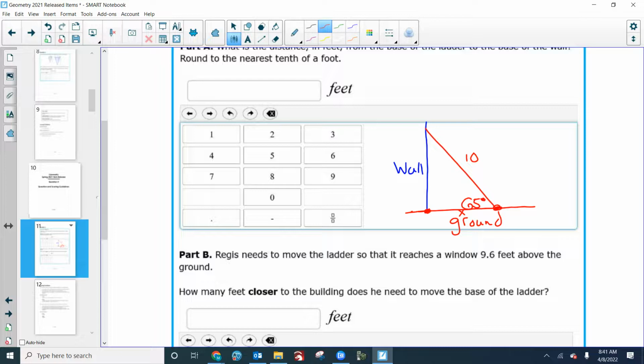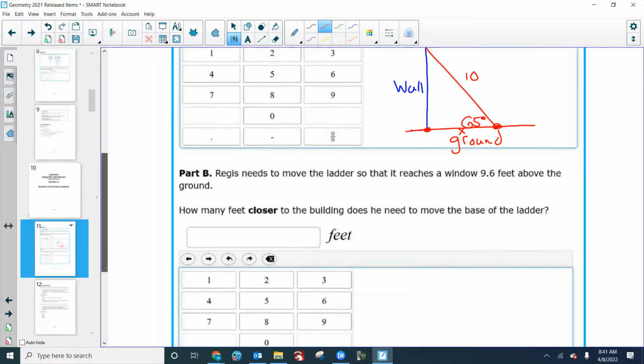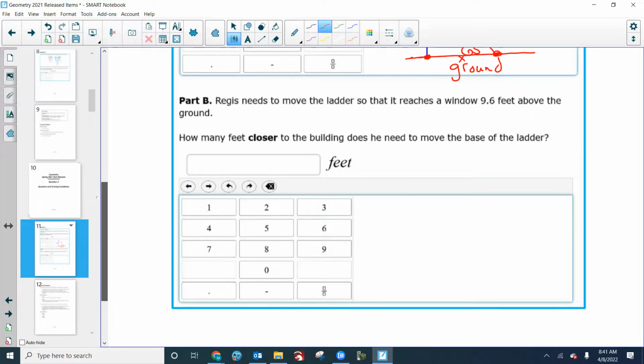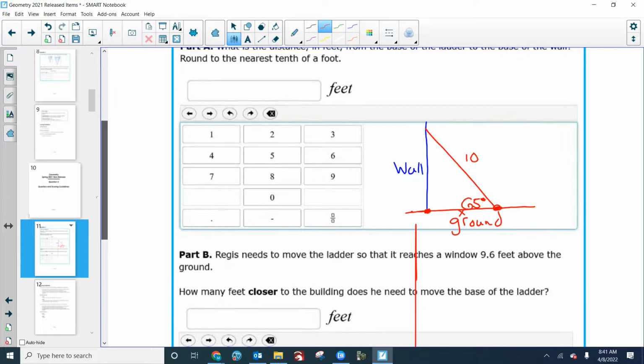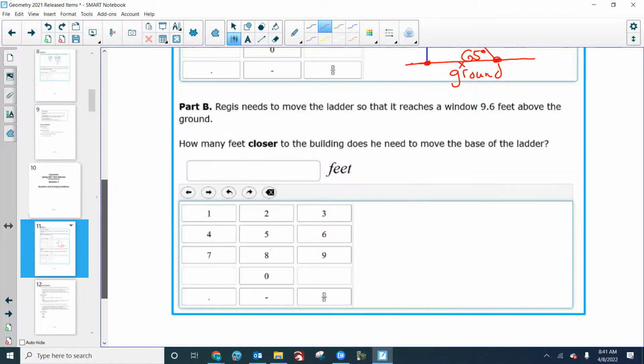Good. All right, next. Regis needs to move the ladder so that it reaches a window 9.6 feet above the ground. The ladder is still 10 feet long. How many feet closer to the building does he need to move the base of the ladder?